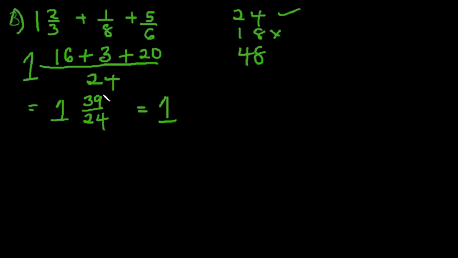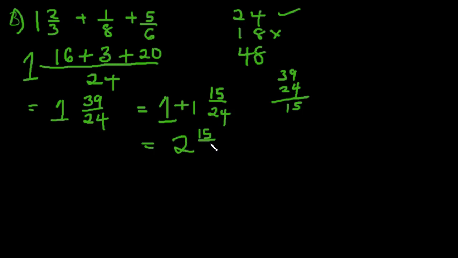How many times can 24 go in 39? I think just one. Take it away, you have 15 here. So one time, we add it to the one that we have, plus 1. Then we have 15 left over 24. So our answer will be 2 whole number, 15 over 24. You can leave it like this, or you can reduce this to the lowest possible, because 3 can go here 5 times and 3 can go here 8 times. So we have 2 whole number, 5 over 8.